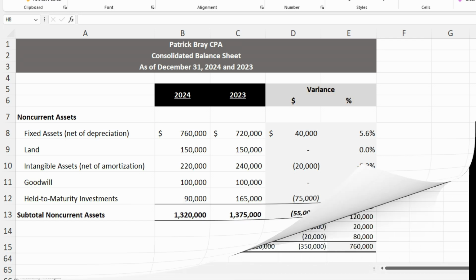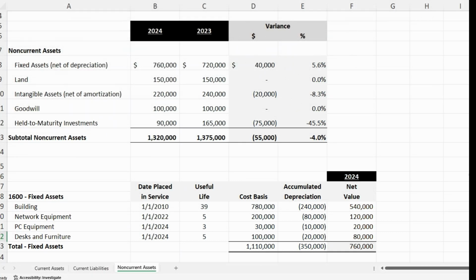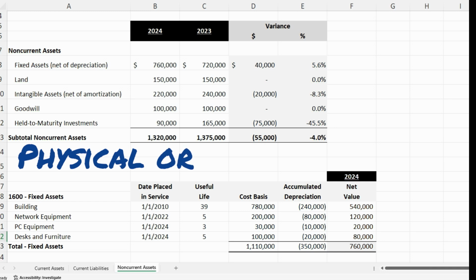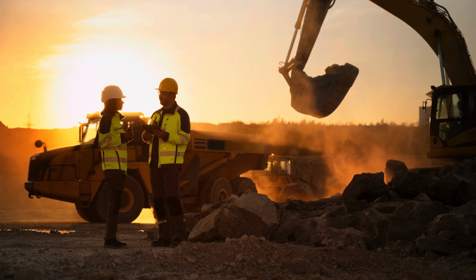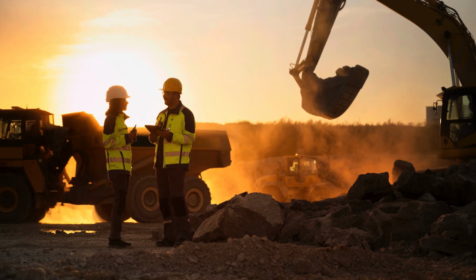Let's dive into this. All right, our first category on our balance sheet is going to be fixed assets. And you'll see the note, it's net of depreciation. So fixed assets, these are going to be physical or tangible assets a company owns and uses in its business operations to provide services and or goods to its customers, which ultimately generate revenue and sales.